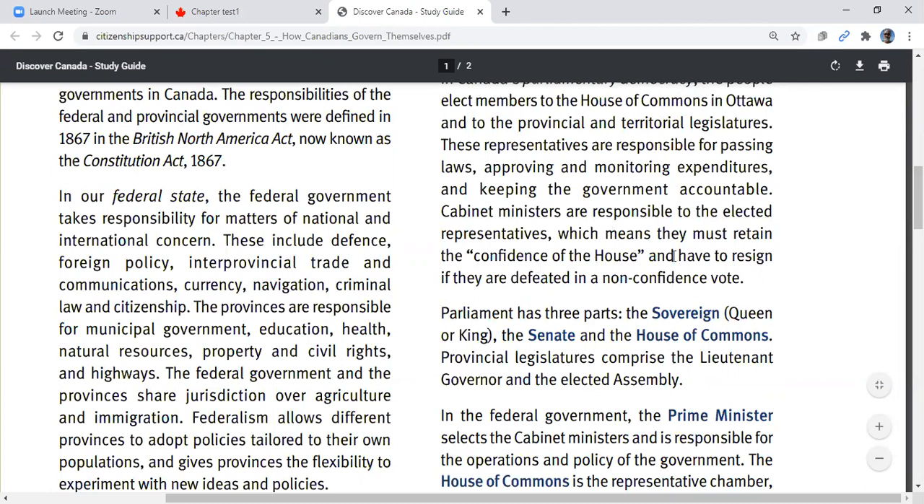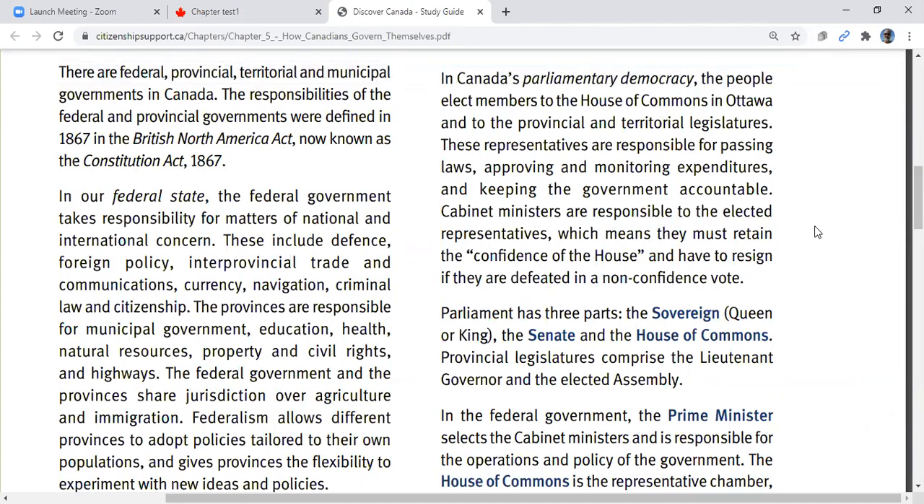So they're talking about the House of Commons, where all the representatives are, and you have to maintain the confidence of the House. And that means that when they have a big idea and everybody in the House of Commons votes on it, if the people vote against their idea, then they must resign. That's what it means, you have the confidence of the House. So if they are defeated in a non-confidence vote, then they must quit. They must stop being a cabinet minister. Okay, so try to remember that, confidence of the House.